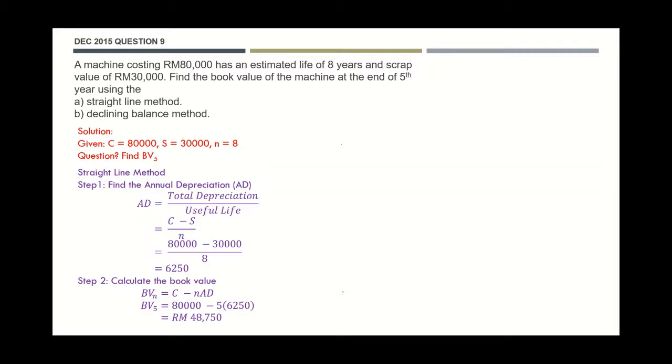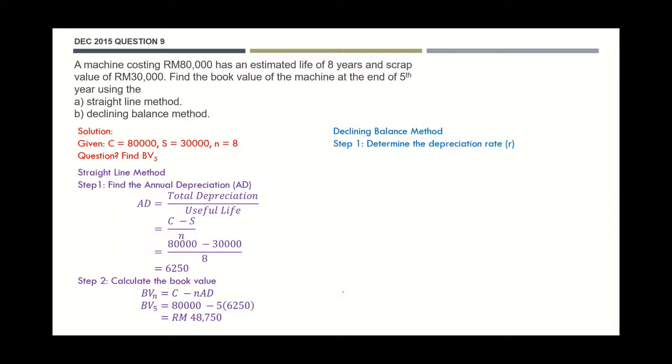The second part of the question asks you to find BV5, but now using the declining balance method. By using the declining balance method, the first step that you need to do is to determine the depreciation rate. Declining balance method is basically based on the depreciation rate. In this case, we don't know the depreciation rate yet, so we need to find it.